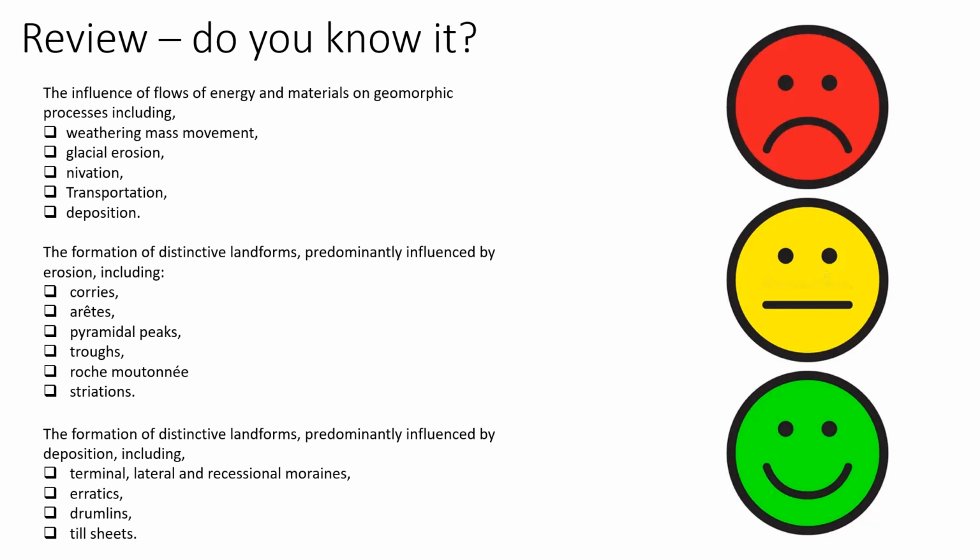And finally, have a little look at this tick list. I've just broken down the specification for you to look at. Tick off the areas you feel confident with in green. If you're not quite sure, maybe amber. If you really don't know, tick it in red and make sure you check any red issues with your teachers.